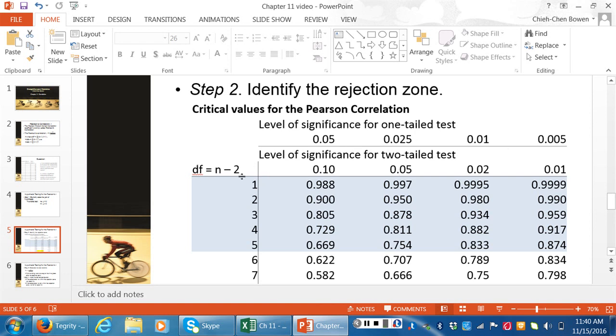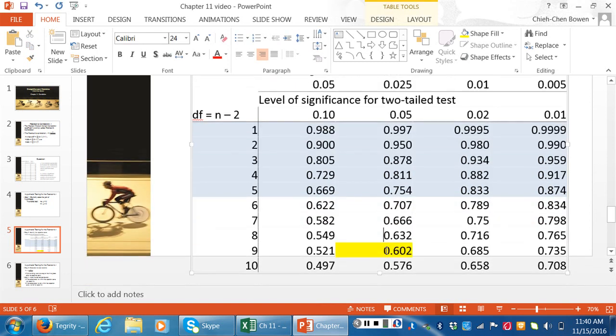And also the degrees of freedom for Pearson's correlation is n-2. We have 11 students who have missed classes and have their final exam grades. So n-2 is going to be 9. So you look down the table, and the highlighted number 0.602 is the critical value of Pearson's correlation. So basically your rejection zone is absolute value of R greater than 0.602.